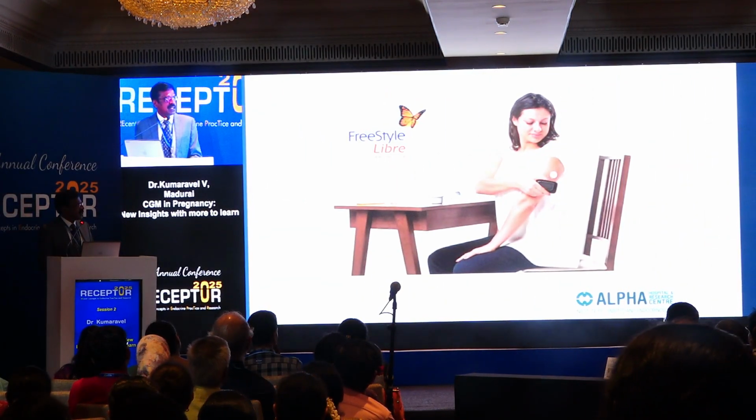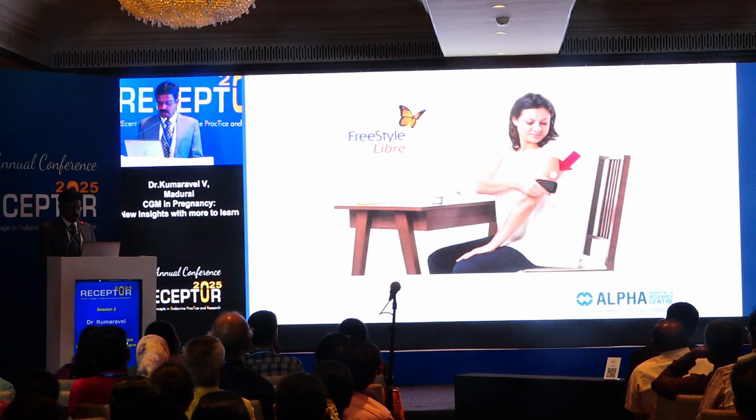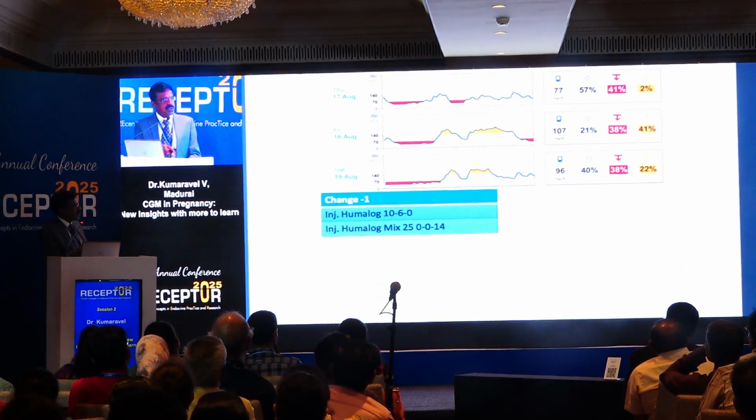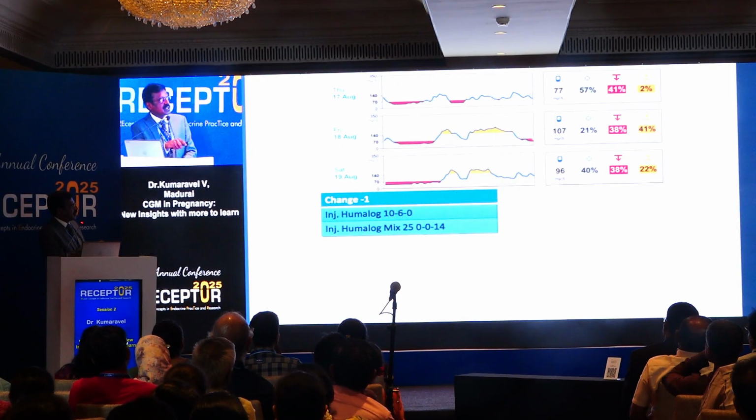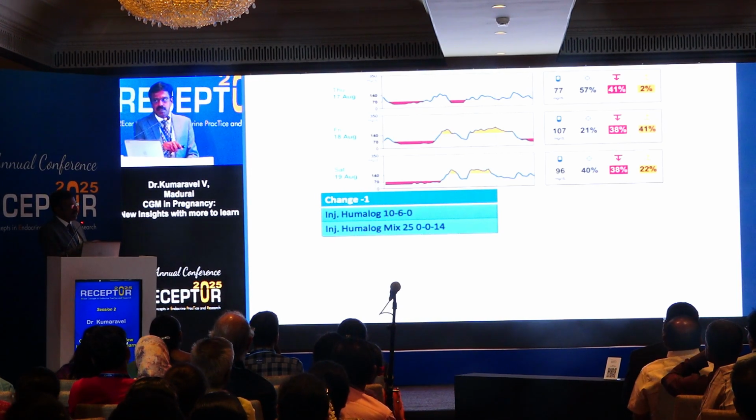So this patient was done a CGM, and I will just show you what the CGM reading was. As I said, after the change in dose, it is now 10 units, 6 units, and at night the patient is taking 14 units. You can see there is a lot of nocturnal hypoglycemia. And post-breakfast and post-lunch, again the blood glucose is high. Already this patient has a problem post-lunch where she had a hypoglycemia.